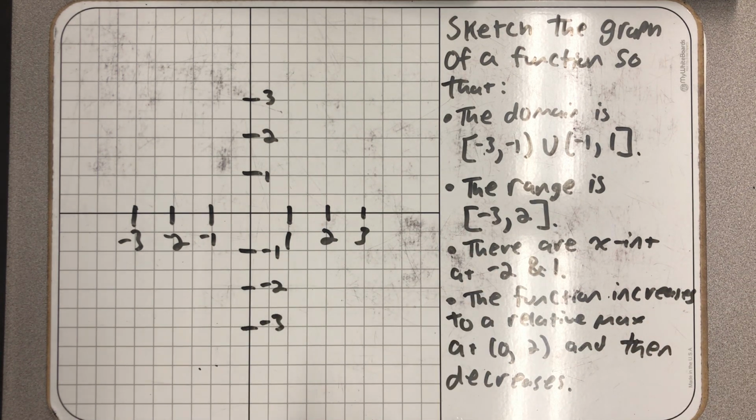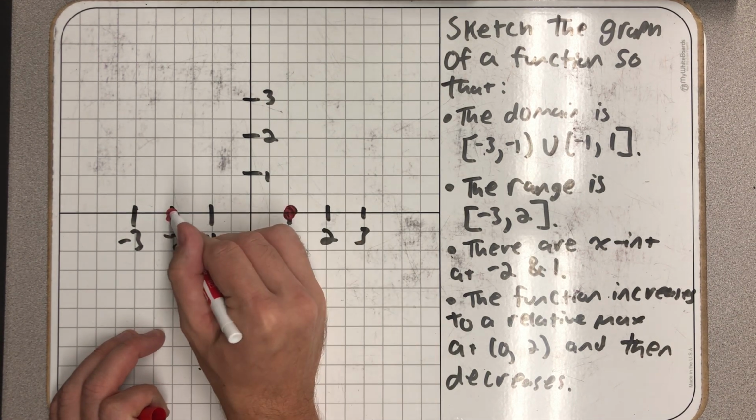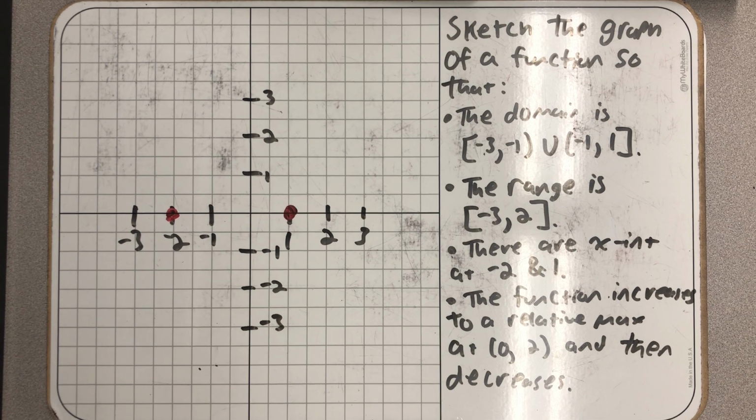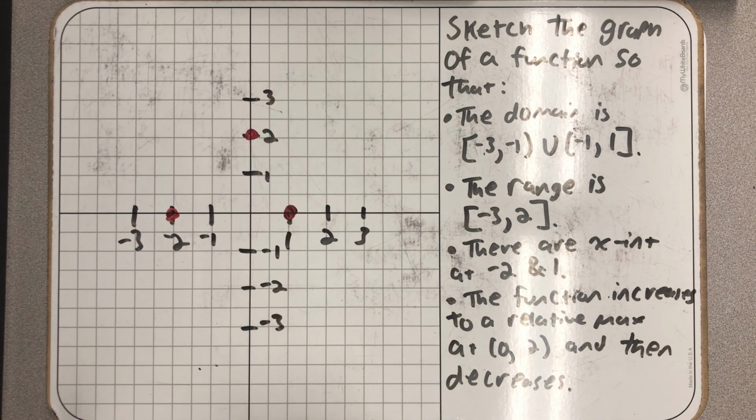I know I'm supposed to have x-intercepts at -2 and +1. So I'm going to go on and plot those. I also know I'm supposed to have a relative maximum at the point 0, 2, so that point's going to have to be on my graph.